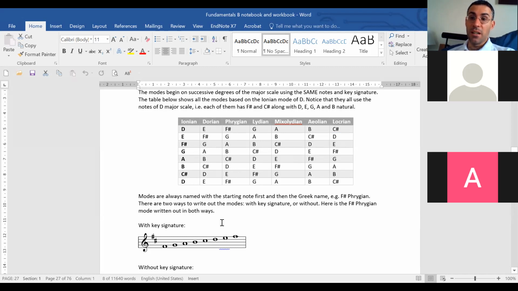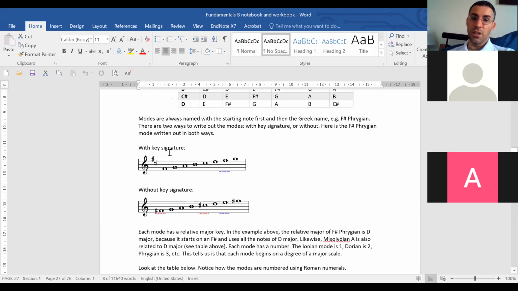So when we are naming the modes, we are always naming them with the starting note first, and then the Greek name. So in this case, if we were using the Phrygian mode, we'd say F sharp Phrygian, because the first note is F sharp. Here is the F sharp Phrygian with the key signature. The key signature still has the F sharp and the C sharp, but it starts on F sharp and it goes like that. Or we can write it without the key signature, where we put the F sharp and the C sharps in manually, just like what we did with major and minor keys.